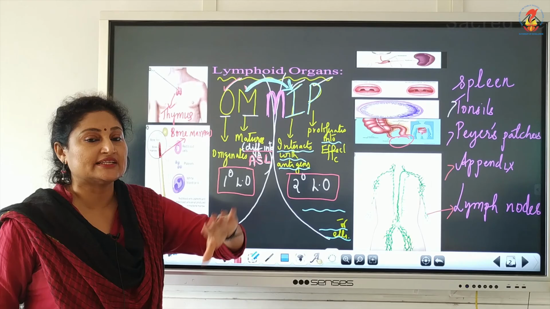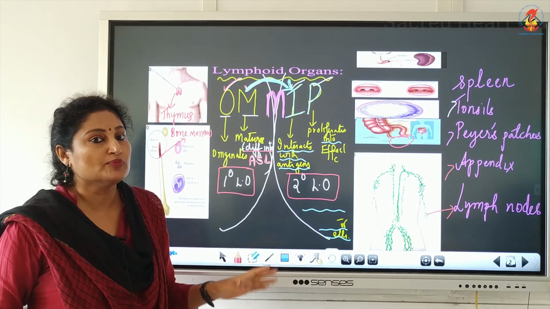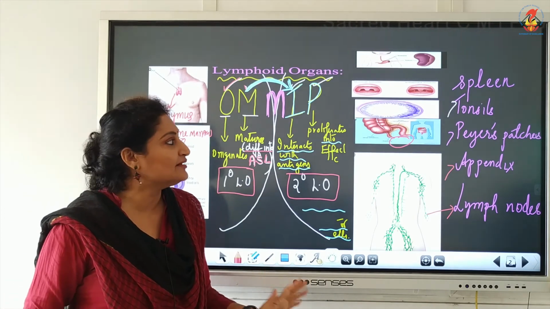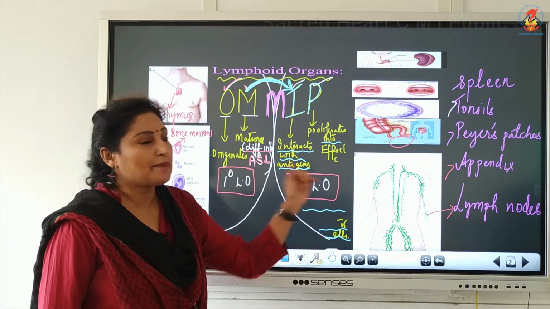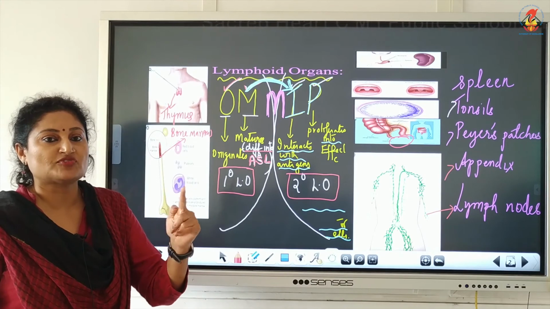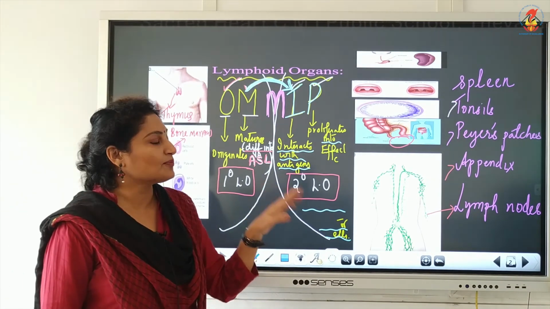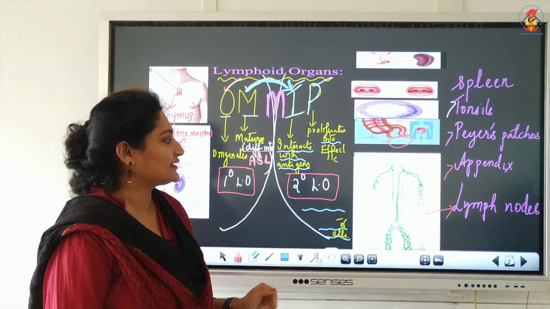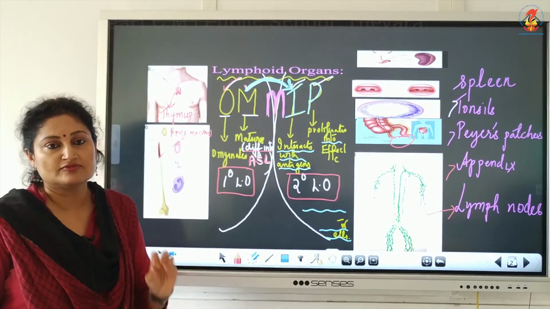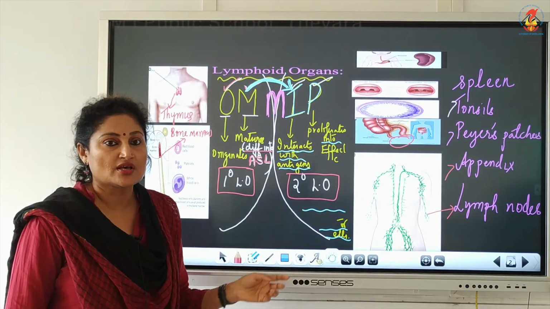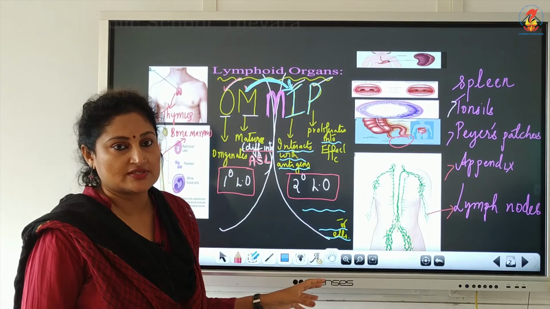We know the innermost lining is the mucosa. So spread across the mucosa are these patches in the ileum of the small intestine. The appendix is a finger-like process found at the junction between the small intestine and the large intestine. And lastly, the lymph nodes. Lymph nodes are solid structures which are found in the lymphatic vessels.